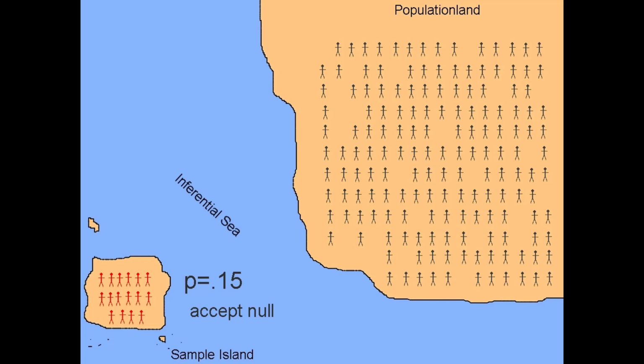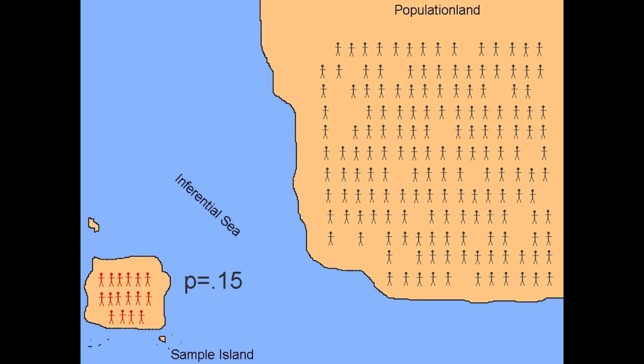But let's say we calculate a p-value of 0.15. We accept the null again. But over in Population Land, the null is false. We have now committed a type 2 error. A type 2 error is accepting the null when it is false. In clinical terms, it can be thought of as a false negative or a missed finding.